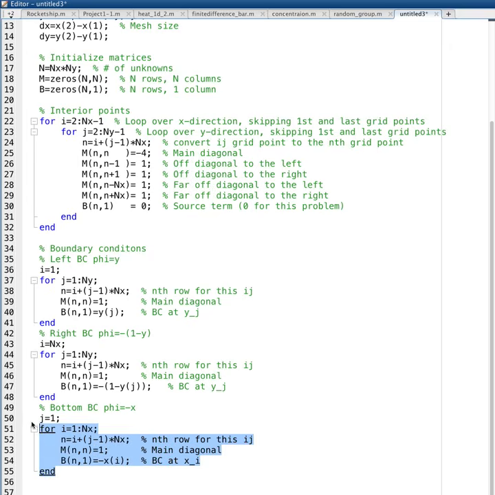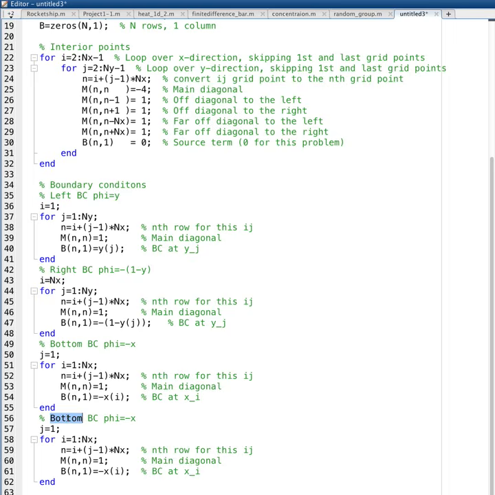Okay. I'm going to copy this code because the top is going to be very similar to the bottom. We're going to have the top. On the top, j is equal to ny. We still loop over all i. We still get our nth row for this ij. We still put a 1 on the main diagonal. On the top, we just fill in what our boundary condition is. On the top, we have 1 minus x, so here I'm going to have 1 minus x of i. And that fills in all the boundary conditions on all the sides.